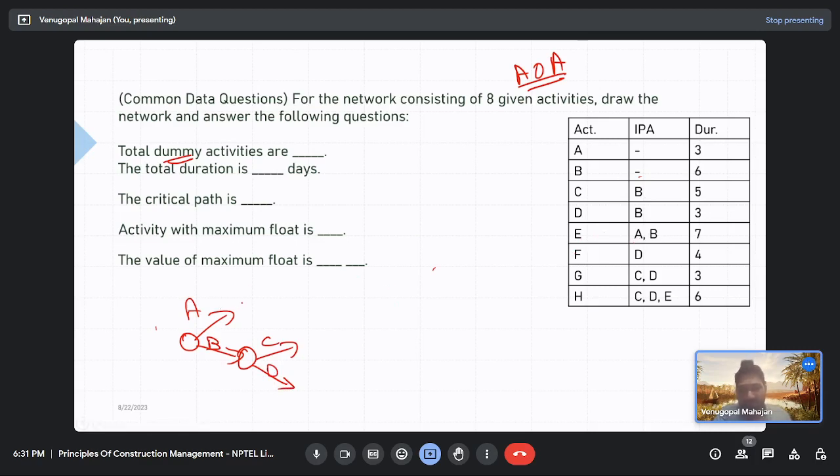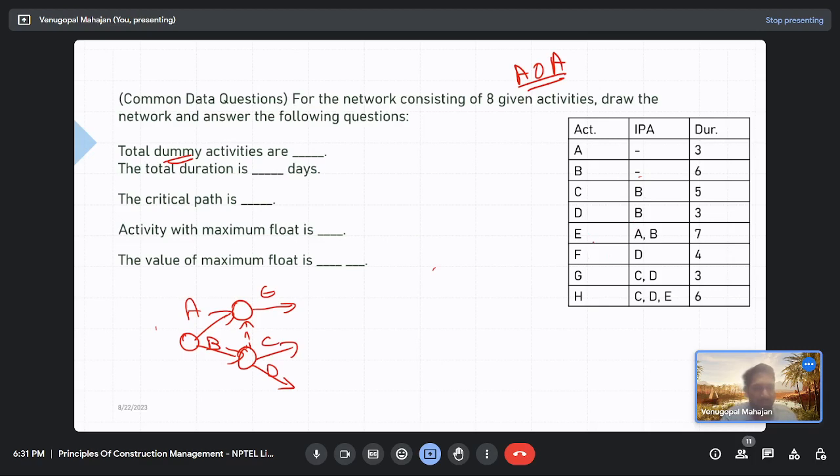So if activity A is ending here, for E to follow A and B, we will have to introduce some dummy activity, right? Yes. So let's introduce this dummy activity. What does this mean? When we reach this event, activity A has also completed and activity B has also finished. So we have got activity E now.